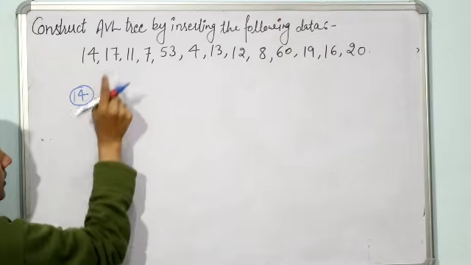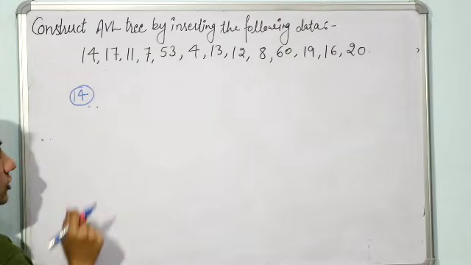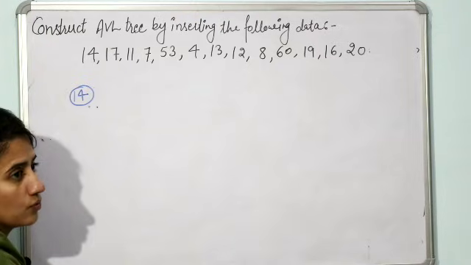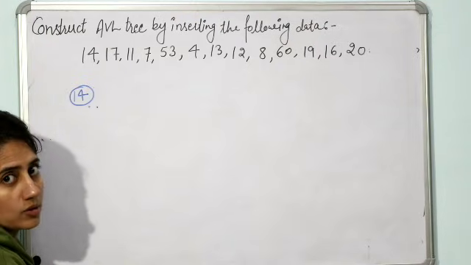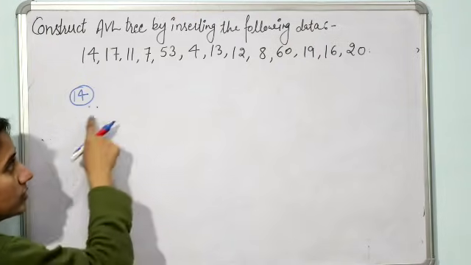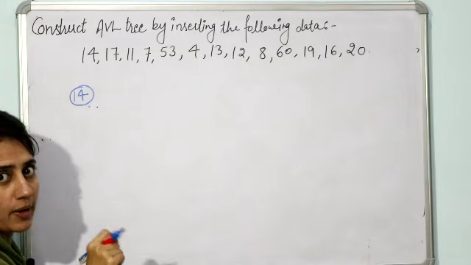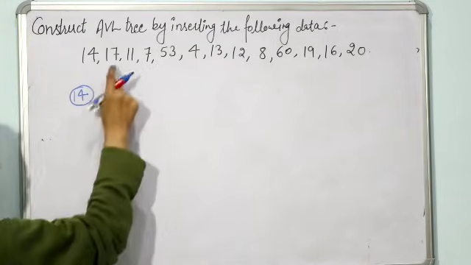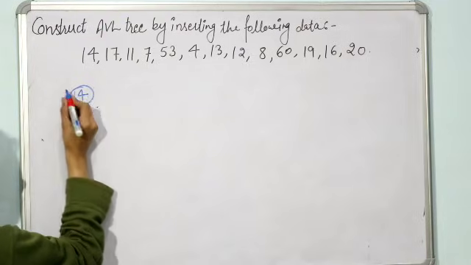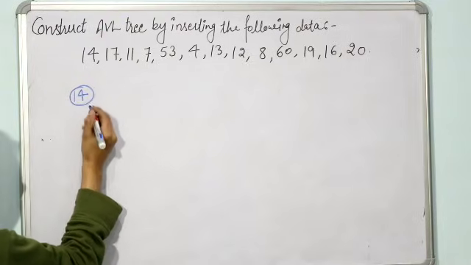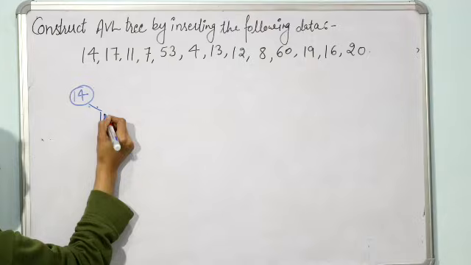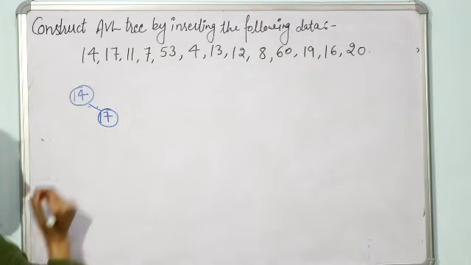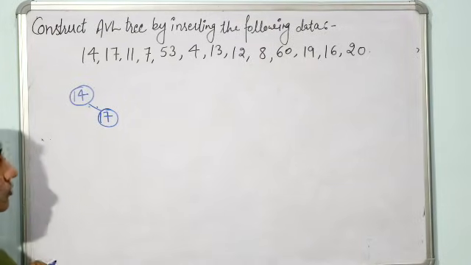Next is 17. Where should 17 be inserted? See, an AVL tree is first of all a BST, and second, the height of the left subtree minus the height of the right subtree would be either -1, 0 or 1. So where would 17 be inserted? 17 is greater than 14, so 17 would be inserted here only.